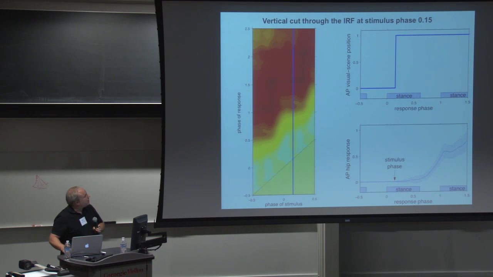If you make a vertical cut through that impulse response function, that corresponds to a specific stimulus phase, in this case 0.15, that's early stance. It's an impulse in terms of velocity, so it's a step in terms of position. The upper right graph shows the step response of the position of the visual scene, 1 unit in early stance. The bottom graph shows the response of the hip position. You can see there's some delay, and then when the visual scene moves forward, the subject compensates by moving forward.